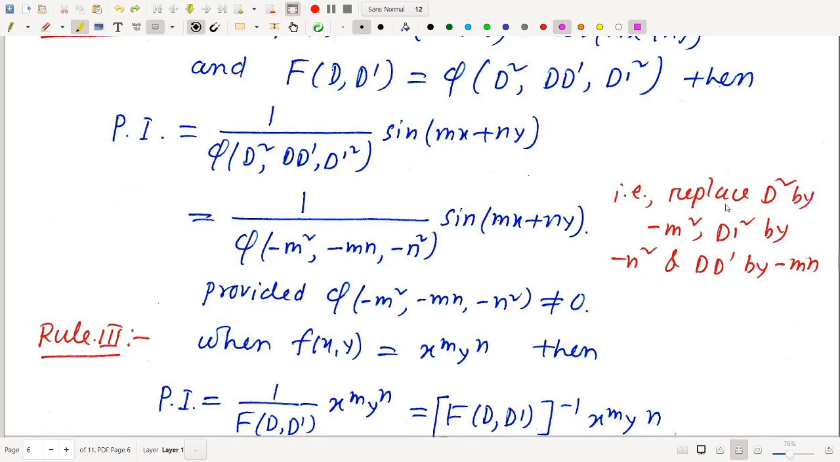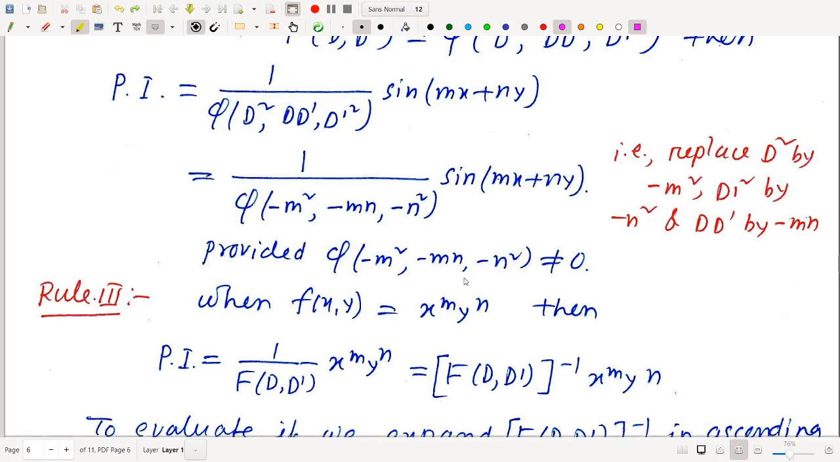What is that? As if we have replaced D square by minus m square, D dash square by minus n square, and D D dash by minus mn. Note that we are not replacing D by m and D dash by n, not like that, and not D by minus m, D dash by minus n. D square is replaced by minus m square, D dash square by minus n square, and D D dash by minus mn. So this is to be remembered. How? Why? We shall see later. Provided phi value of this is not 0. If it is 0, what happens?